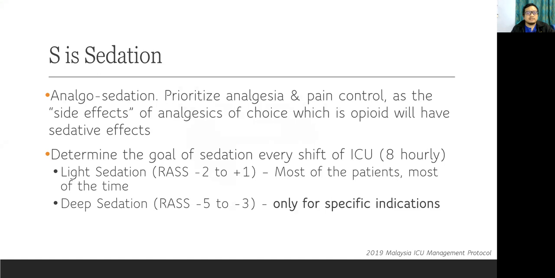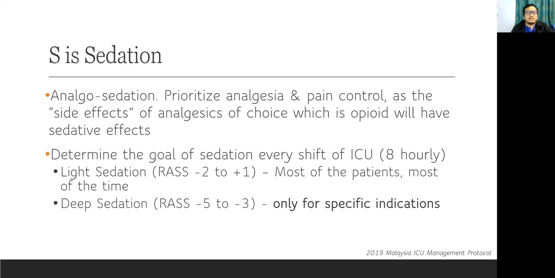So next one, FAS, S is sedation. Sedation is very important, second after the pain. To practice sedation in Malaysia in ICU, we always follow analgosedation. We have to prioritize analgesia and pain control. As a side effect, the analgesia of choice, which is opioid, will have some sedative effect. This usually will be adequate.